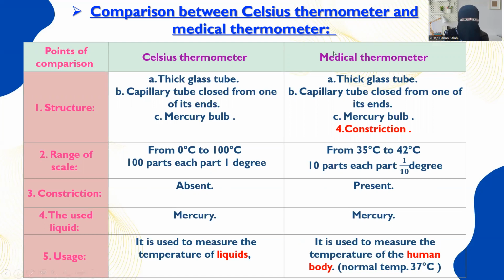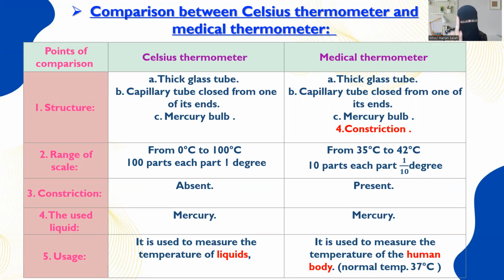The scale of each one: medical, from 35 to 42, so it is divided into 10 parts, and each part equals 1/10 degree. But for the Celsius thermometer, it's from 0 to 100 Celsius degrees, and it's divided into 100 parts. So each part equals 1 degree.